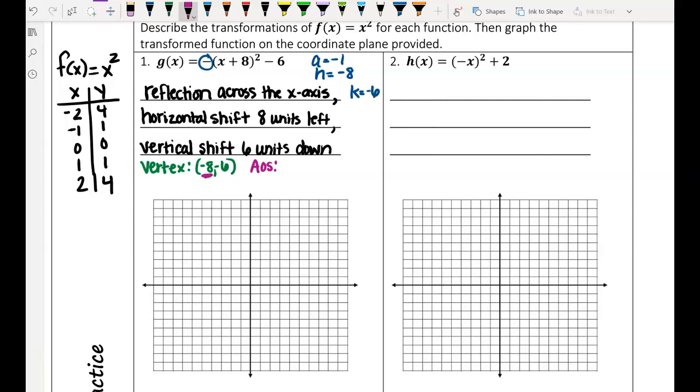So what is my axis of symmetry? Again, it has to be that same value because that goes through the vertex. X equals -8. We need to make sure we're saying that x equals -8 is a line, not just a number. So we need to make sure we're saying that correctly. And you've already told me that this opens downward because of that reflection. So my axis of symmetry is at -8.